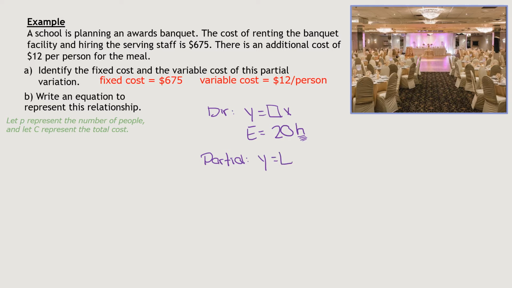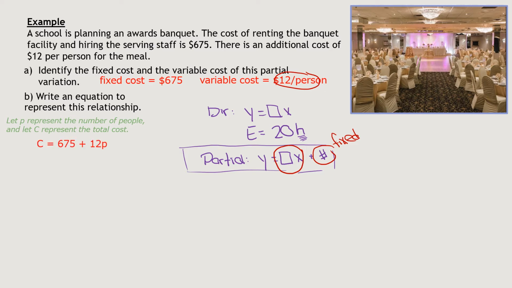Y equals, so we still have this part here, but then we have something added on, just a constant, just a number. So it's always going to look like this. Our equations will always look like that in partial variation. So this piece here, that's wherever your per is. That's going to go there. This is your fixed number here. So that's just a single number, the number that doesn't change. That will be your $675. So there's our equation. We've got our fixed number here, 675.